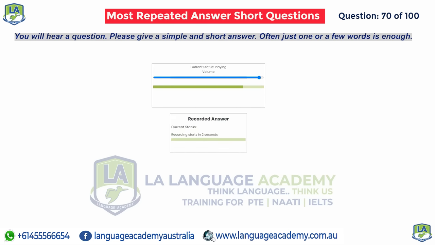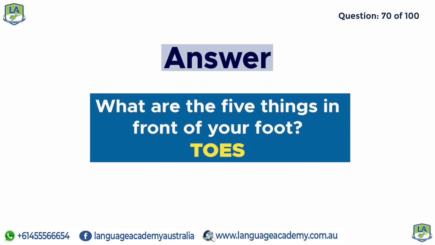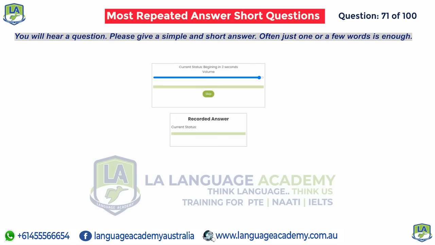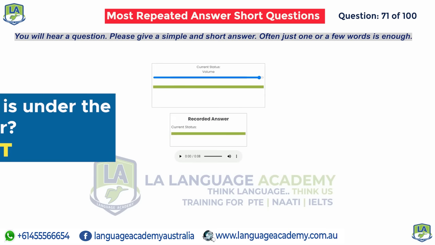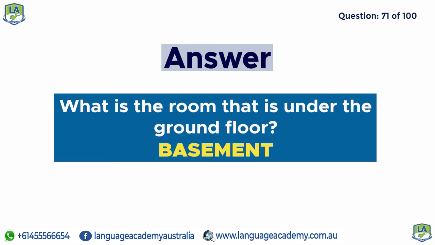What are the five things in front of your foot? Toes. What is the room that is under the ground floor? Basement.